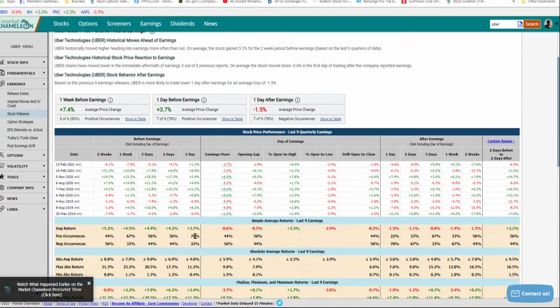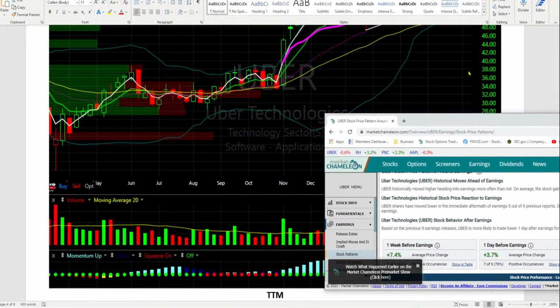But the reason I like this chart a lot is this plays into the economy opening up, right? Lyft, Uber, airlines. I think they're going to be making more money. The economy's opening up, more people using taxis, etc.